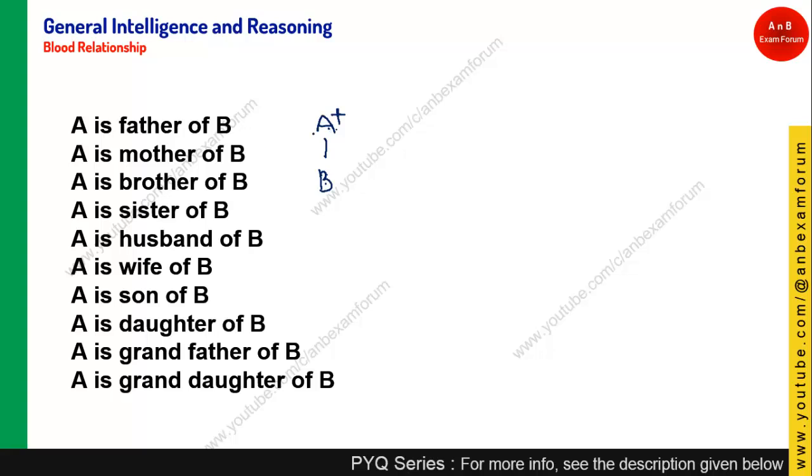And if it is mother, then this plus symbol will be changed to minus. So A is mother of B. Here, if you see B, we don't know the gender, because nothing is specified whether it is son or daughter. So in that case, we leave that symbol; we only know the person's name. Next is A is brother of B. As I told you earlier, they are of the same generation. Since A is brother, it will be plus. And here we don't know whether B is male or female.